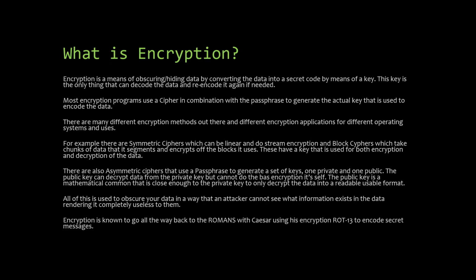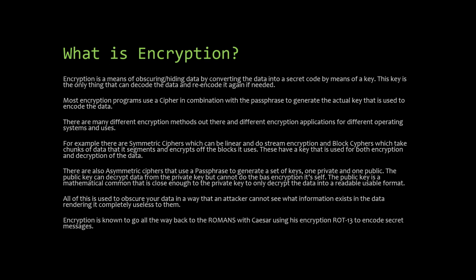There are also asymmetric ciphers out there that use a passphrase to generate a set of keys, one private, one public. The public key can decrypt data from the private key, but cannot do the base encryption itself. The public key is a mathematical counterpart that is close enough to the private key to only decrypt the data into a readable, usable format. All of this is used to obscure your data in a way that an attacker cannot see what information exists in the data, rendering it completely useless to them.